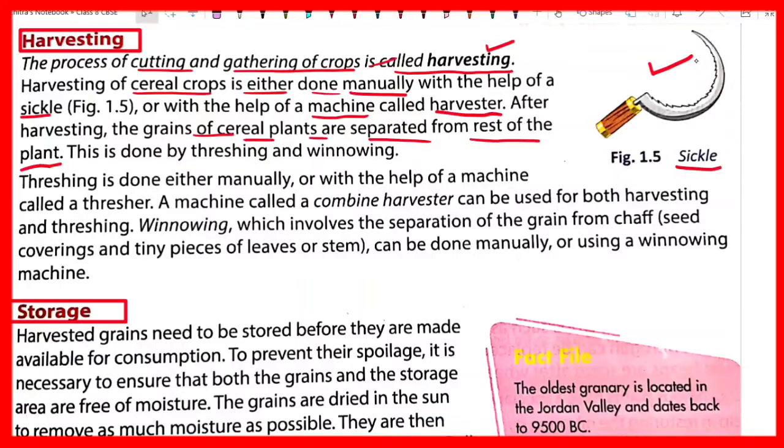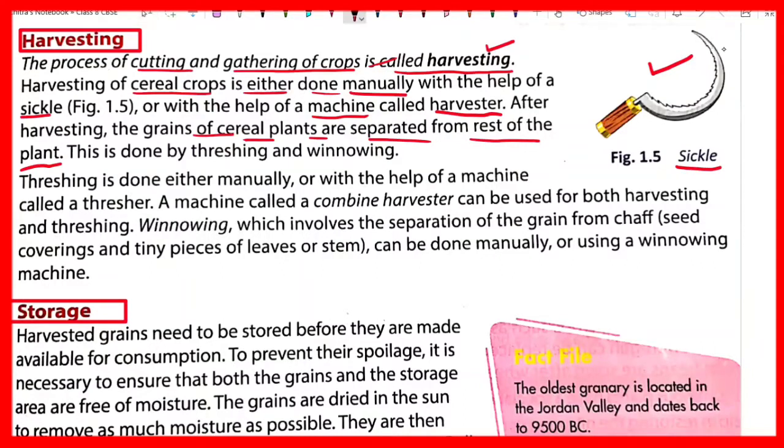After harvesting, the grains of the cereal plant are separated from the rest of the plant. That rest of the plant is again useful: it can be used as fodder for the animals, and it is the residue which can also be used for the preparation of manure.